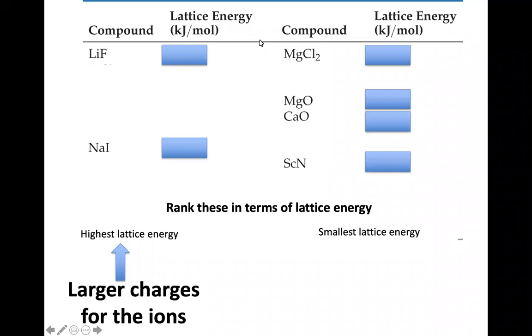So take a second, see if you can find these on your periodic table. Which ones do you think have the largest lattice energy? Which has the smallest? And just like in Mastering, if they overlap, try to put them both in the same spot. So take a second, do your ranking in terms of charges first.